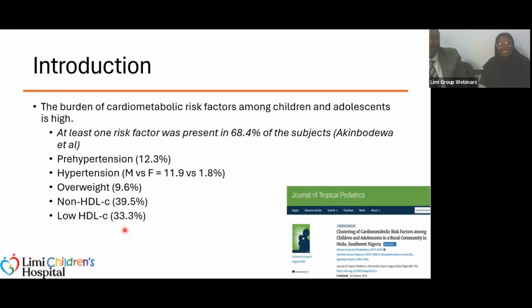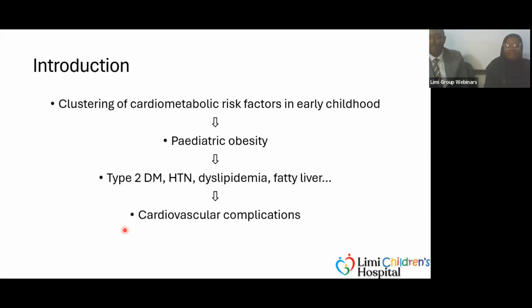Overweight was almost 10%, and the non-high-density lipoprotein cholesterol was elevated in almost 40% of subjects. Then one-third of them had elevated low-density lipoprotein. So we understand that clustering of the cardiometabolic risk factors occurs in early childhood, and this is talking about childhood onset of adult diseases. Now, these children have this cluster, and there's a rise in pediatric obesity, even from the study that was used as our introduction. This will automatically increase the prevalence of type 2 DM, hypertension, dyslipidemia, and even non-alcoholic fatty liver. All these set up the ecosystem that will eventually result in cardiovascular complications.